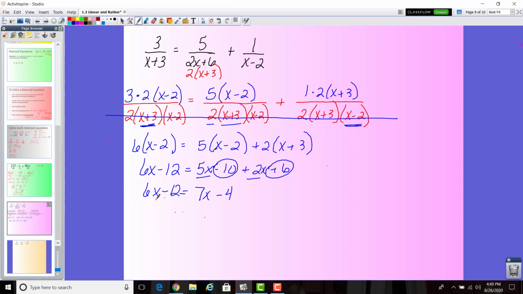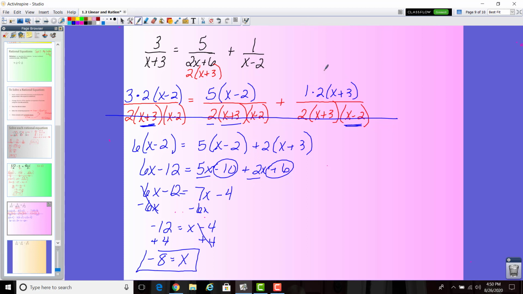Want to get my variable terms together, so I'm going to move the 6x again because it's smaller, and that will allow me to eliminate having to deal with negatives with my x term. I have negative 12 equals x minus 4. And then I can add 4 to get my x alone on the right-hand side. So x equals negative 8.